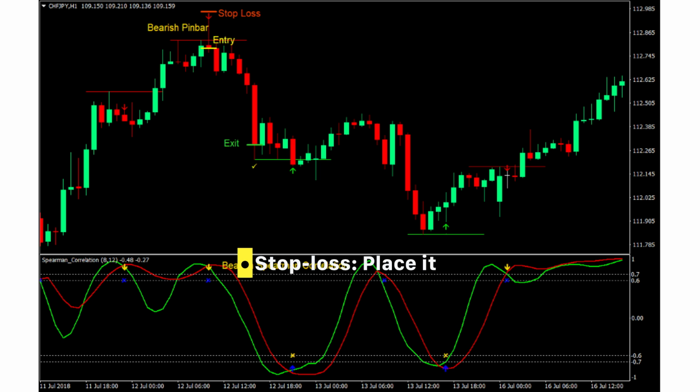Stop loss. Place it beyond the pin bar, below for buys, above for sells. Also set it just beyond the colored reversal line. Exit. Close the trade when a candle touches the opposite colored line, i.e., if you bought, close when it touches the red. If you sold, close when it hits the lime.